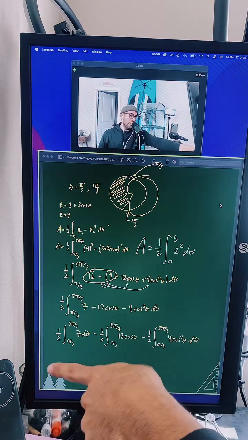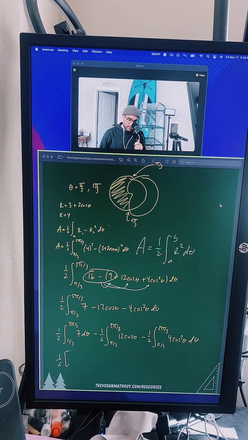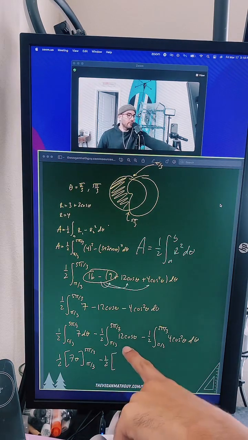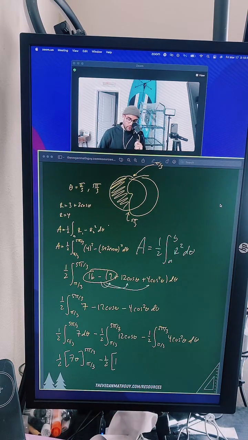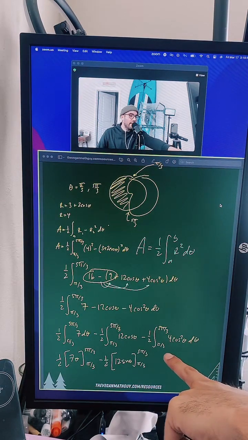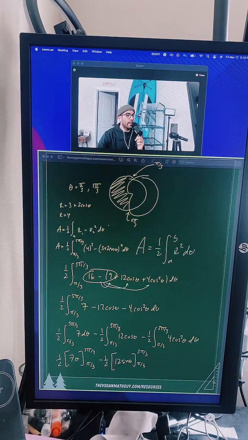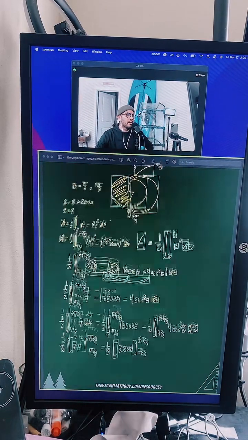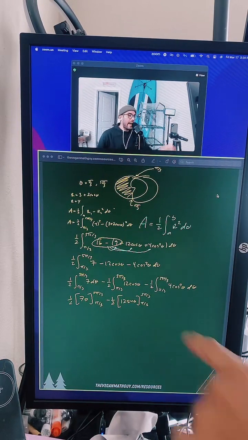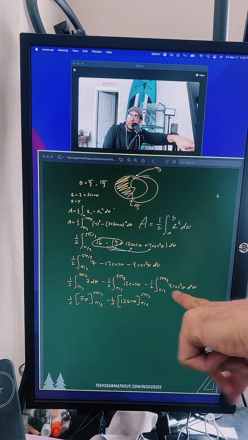The first one generally is going to be pretty easy. That's just 1/2 7 theta from pi over 3 to 5 pi over 3 minus 1/2 this integral 12 cosine theta. That's just going to be 12 sine theta from pi over 3 to 5 pi over 3. But how do we find this last integral? We have the integral of 4 cosine squared theta. I'm going to move this a little bit so that students can see it because I know some people can't read it because of the comments. So hopefully you can see it now. How do we take the integral of this last one?